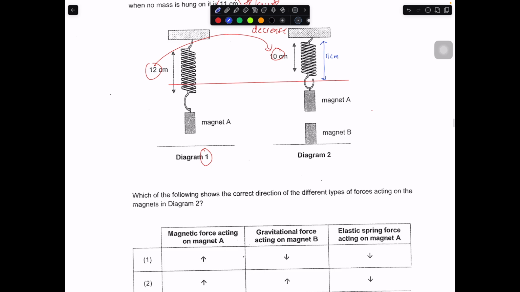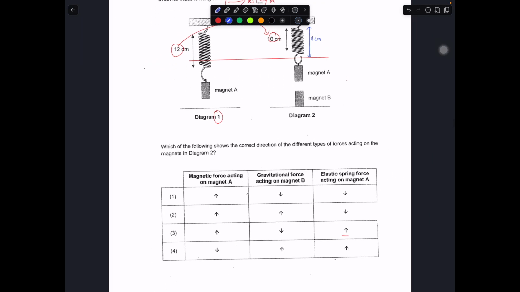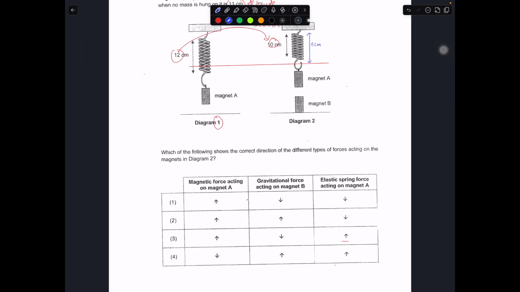Which of the following shows the correct direction of the different types of force acting on the magnet in diagram 2? So the focus is diagram 2 now. Magnetic force acting on magnet A by magnet B. So you take a look over here, right? The magnetic force should be in this direction. Maybe I'll use red. Should be in this direction, because over here the magnet is actually being pushed upwards. So the direction of the force should be in this manner.